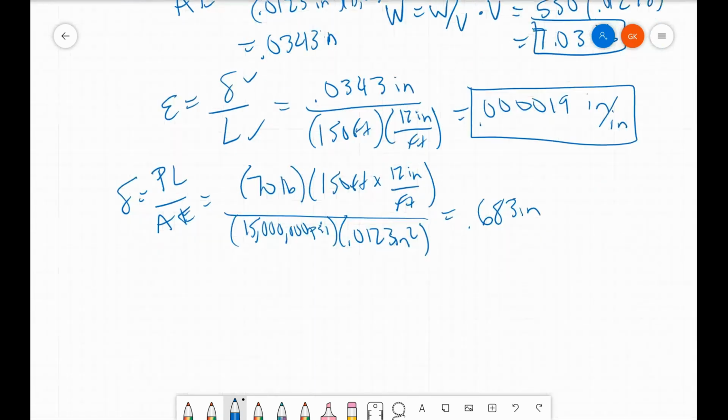And so our total elongation is equal to that plus our original elongation from just the weight. So it's 0.683 inches plus 0.0343, which equals 0.717 inches.